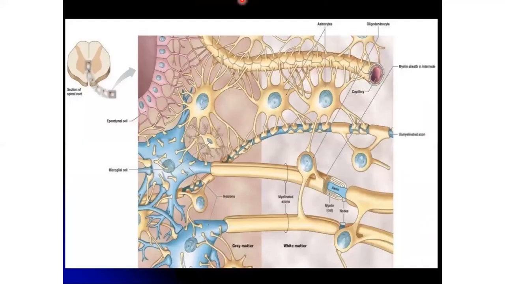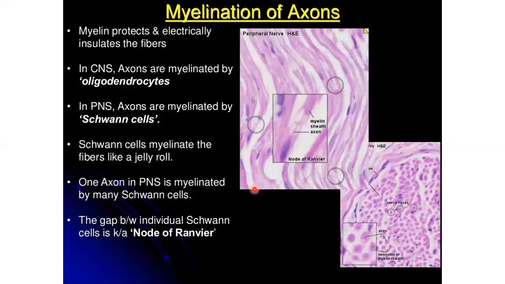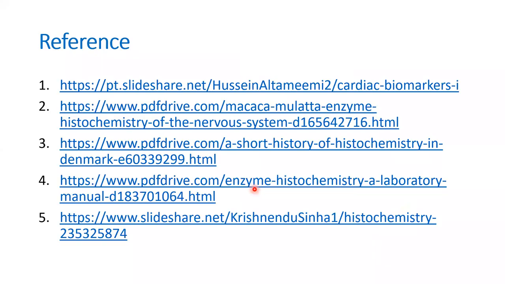All these glial cells actively participate in the central nervous system for the normal function of the neurons. The neurons can be in a functional state because of the support given by these glial cells. See here, we have astrocytes, oligodendrocytes, and Schwann cells. All these cells are helping the neurons to do their work properly. So this is all about this topic.